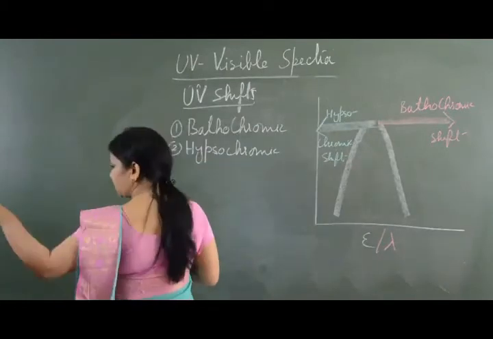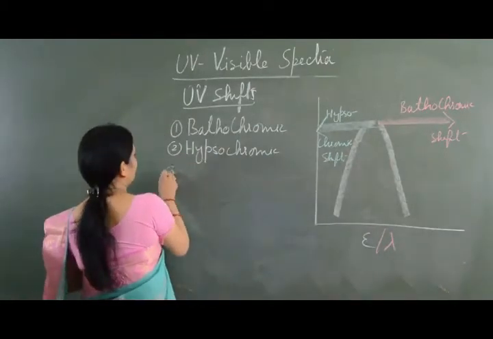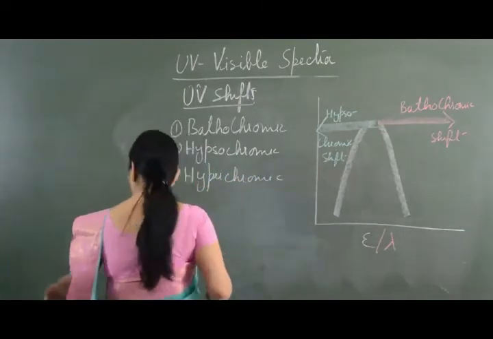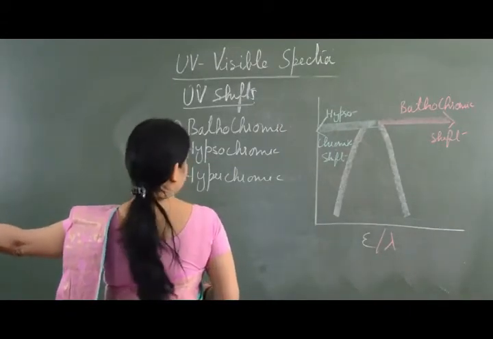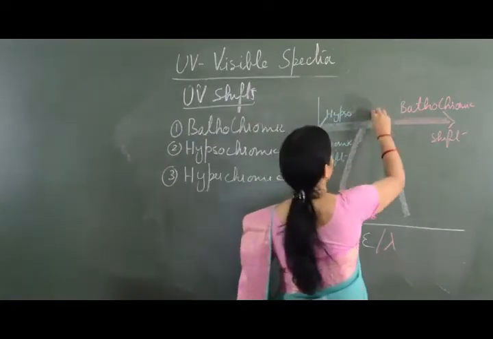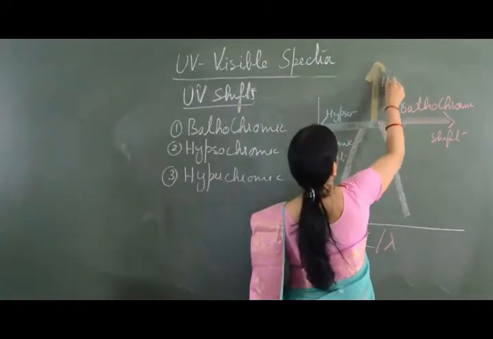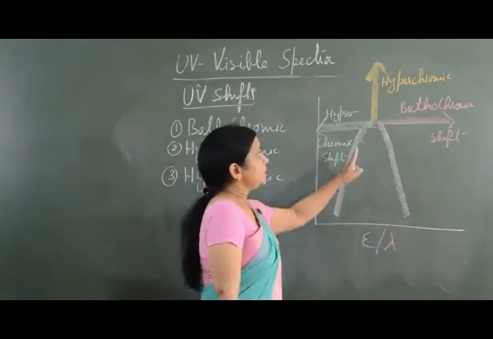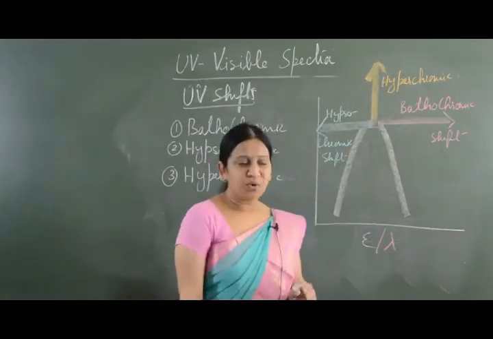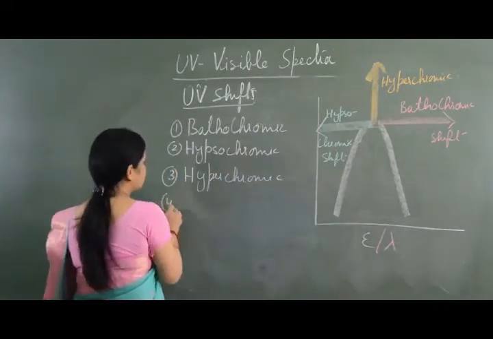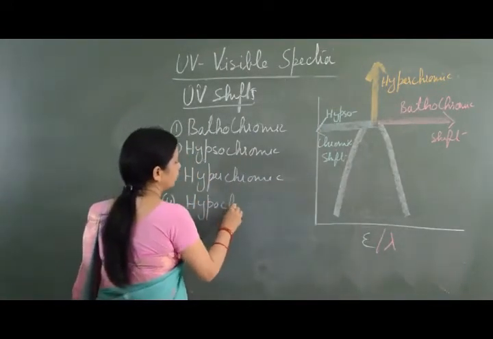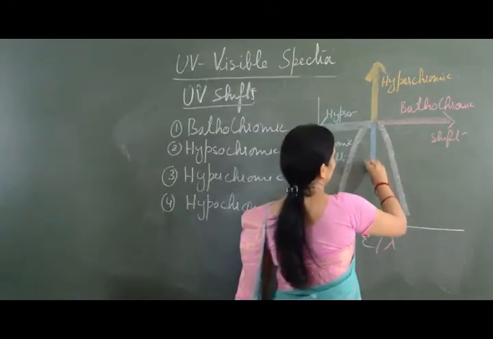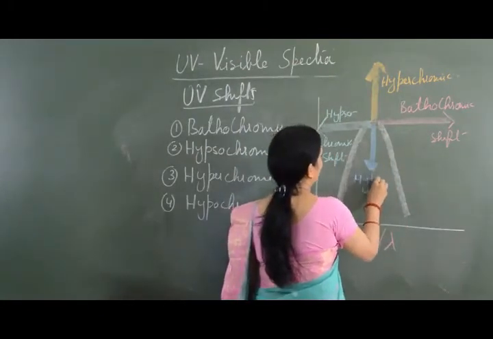The third type of effect when we add an oxochrome to a chromophore is hyperchromic shift. When we talk about hyperchromic shift, that means the intensity of absorption is going to increase. And the fourth is hypochromic shift. As you can make out, the intensity here is going to decrease.